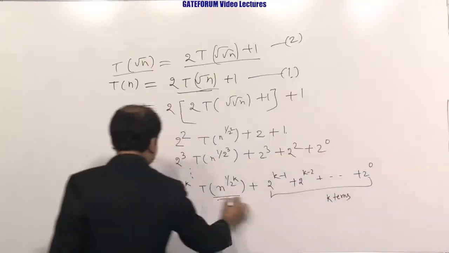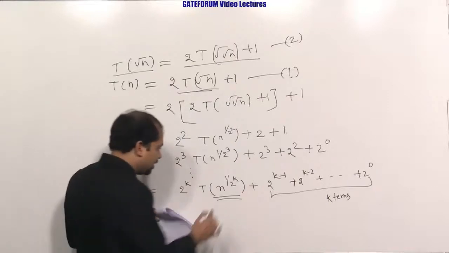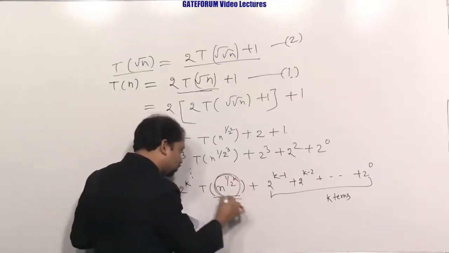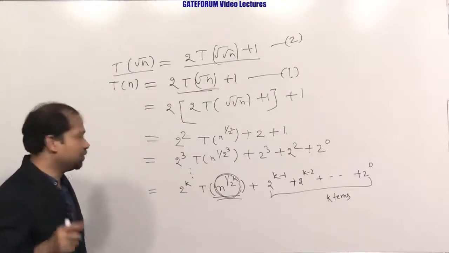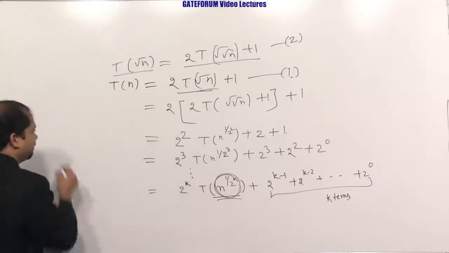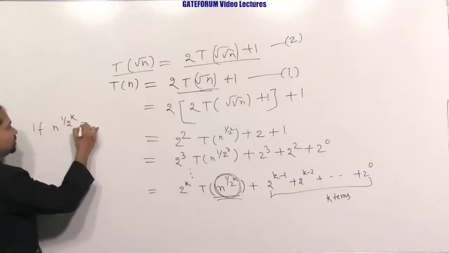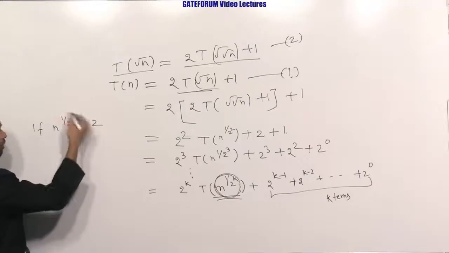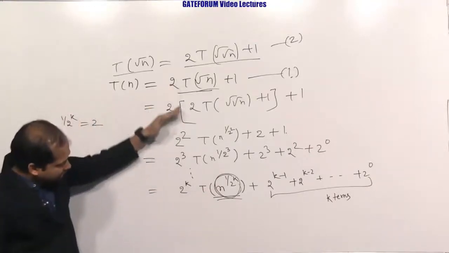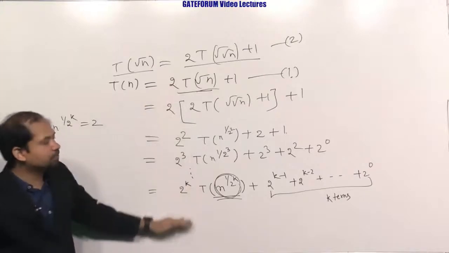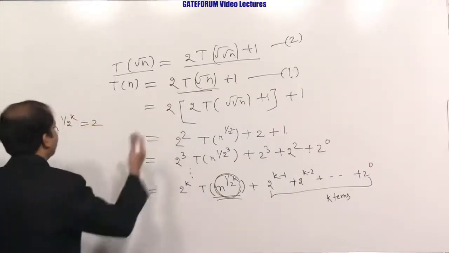Now we have to come to the base case. When the base case is seen, if n is 2, the T n value will be 2. So to reach the base case, what will we have to do? If n to the power 1 by 2 power k is 2, this reaches the base case. Basically we need to find k in terms of n, because this k is going to give you the cost of this recurrence relation.